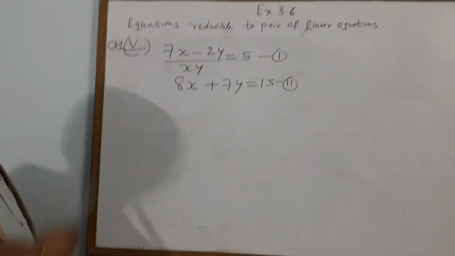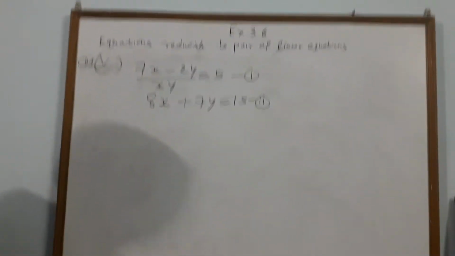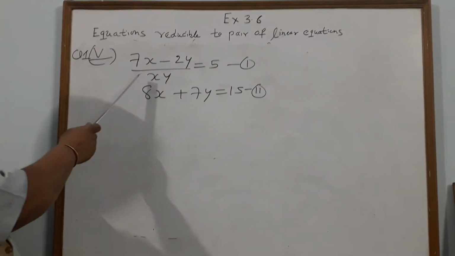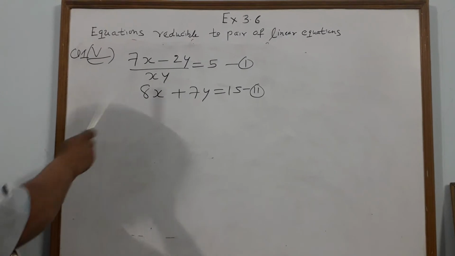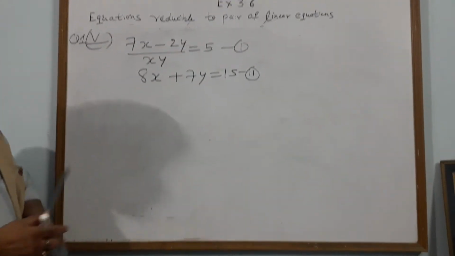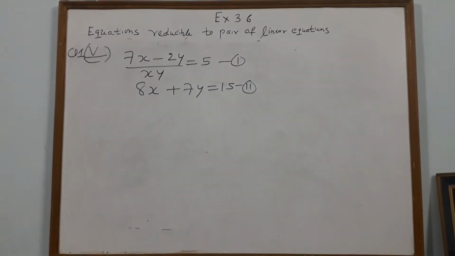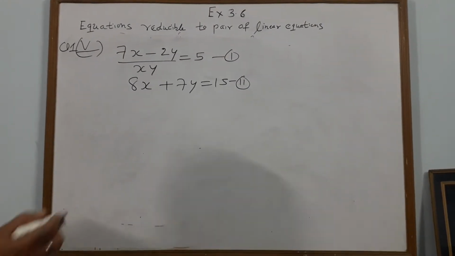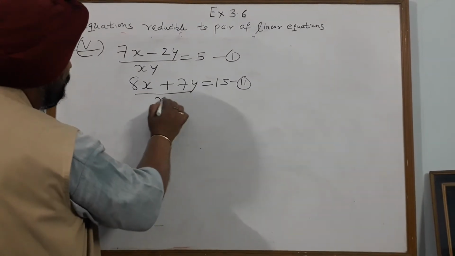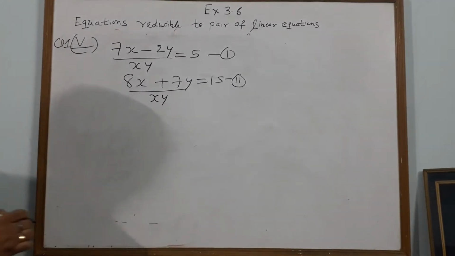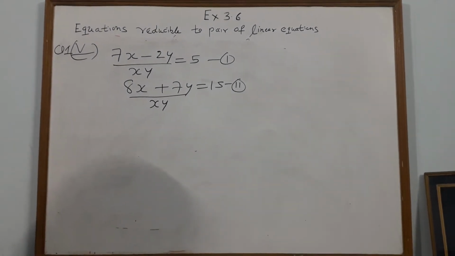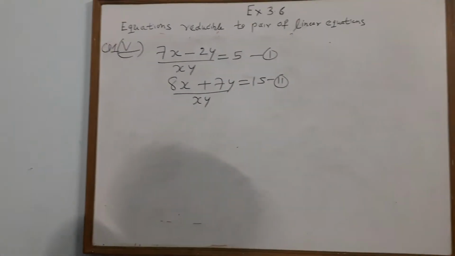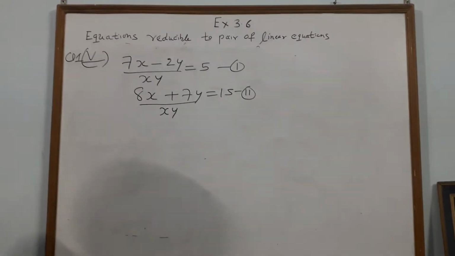This is question number 1, fifth part. In this question, the variables x and y are in the numerator as well as in the denominator. So here 7x minus 2y over xy is equal to 5. And the second equation is 8x plus 7y over xy is equal to 15. This is another type of question. In this, the variable is also in the numerator and also in the denominator. So how to do this?